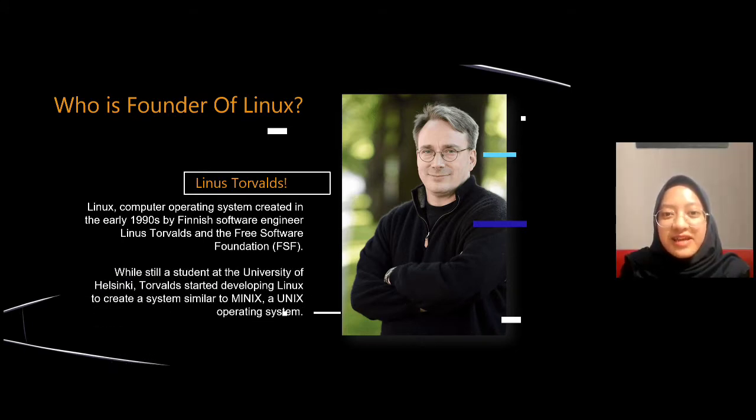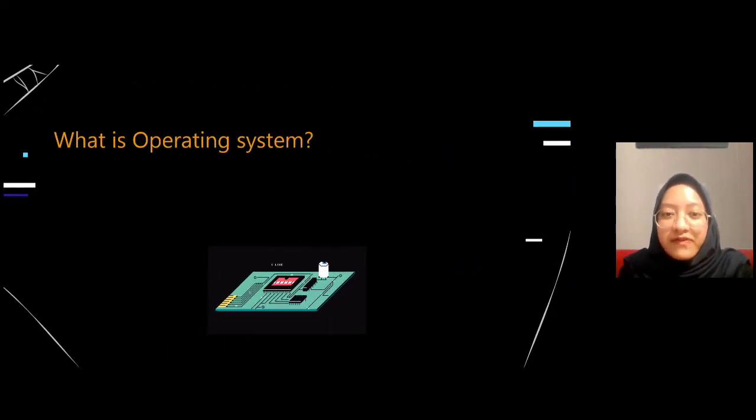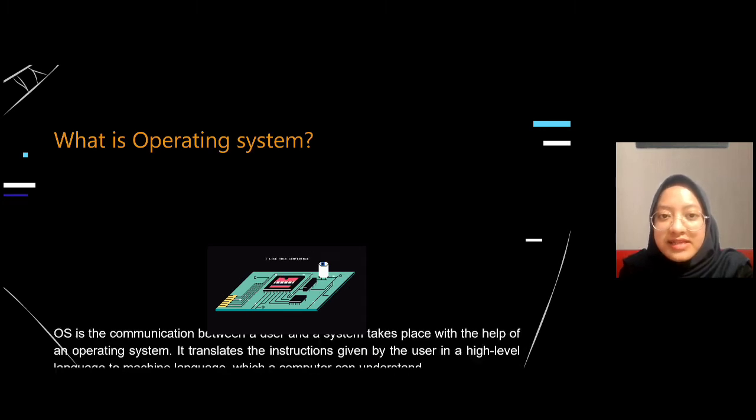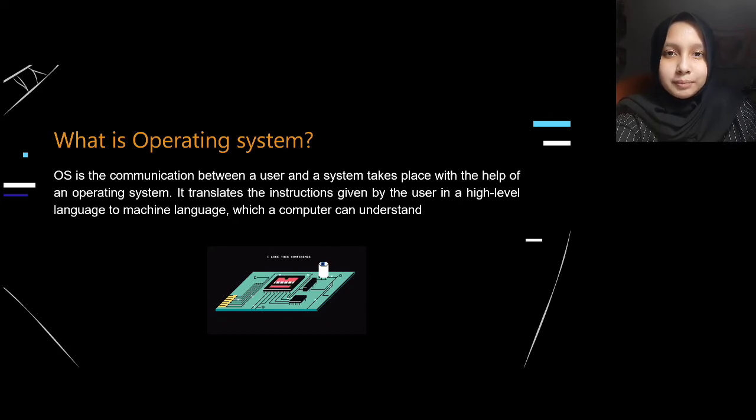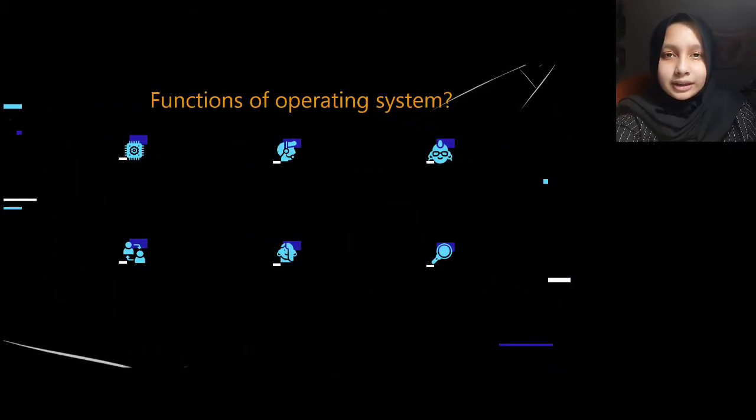And the third slide: what is an operating system? The communication between a user and a system takes place with the help of an operating system. It translates the instructions given by the user in high-level language into machine language, which the computer can understand. As an important thing in computer technology, there are many functions of an operating system.